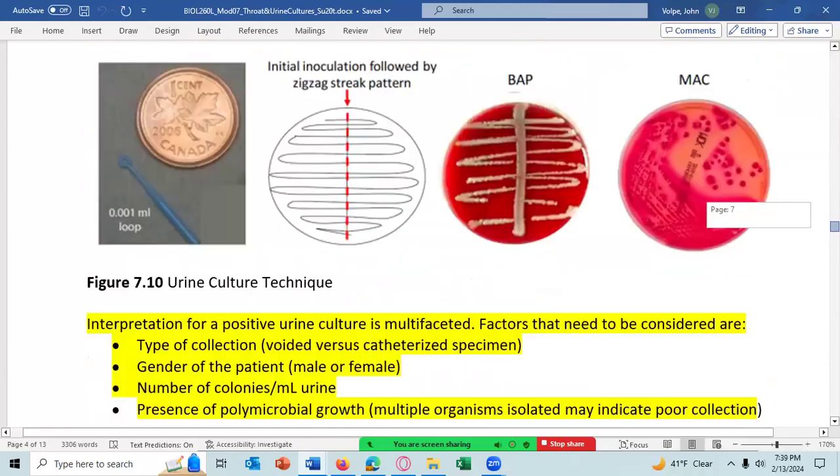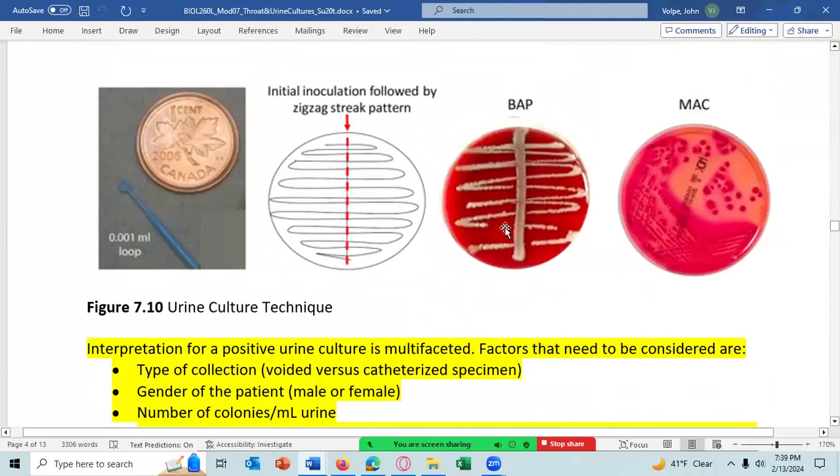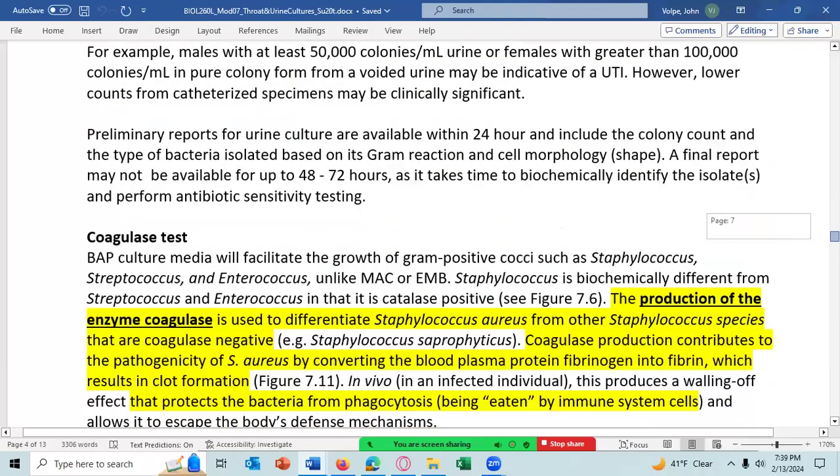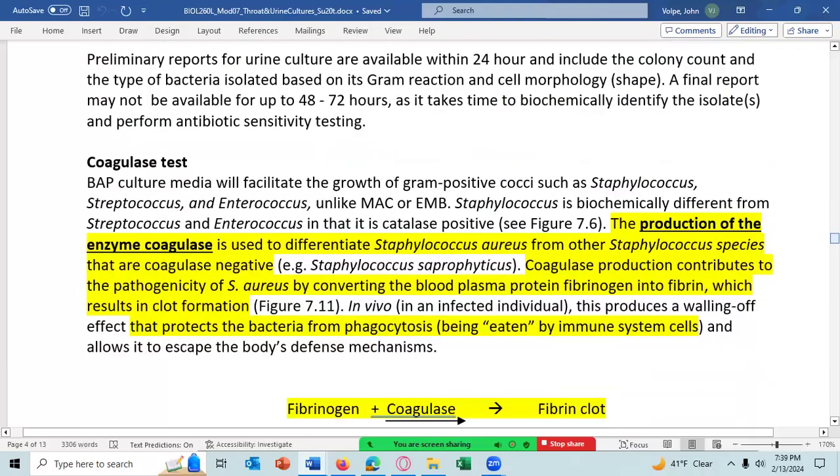All right. Once you get the bacteria growing on the blood agar and/or the MacConkey's agar, if it's gram negative, you'll see it on the MacConkey's or the EMB plate, and both gram positive and gram negative will grow on the blood agar. You then run some tests to try and identify the species of bacteria which is causing the patient to be sick with the urinary tract infection.